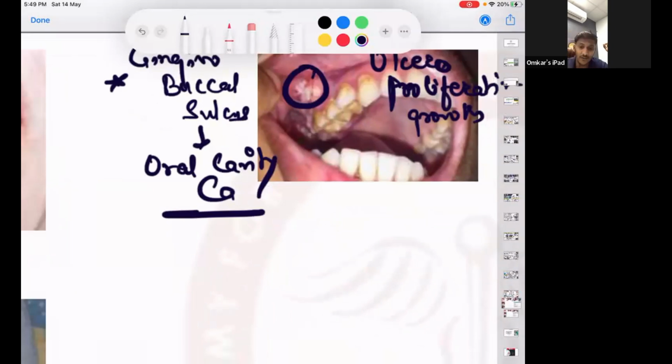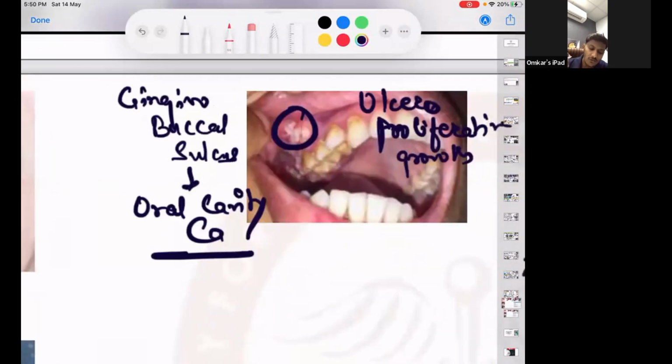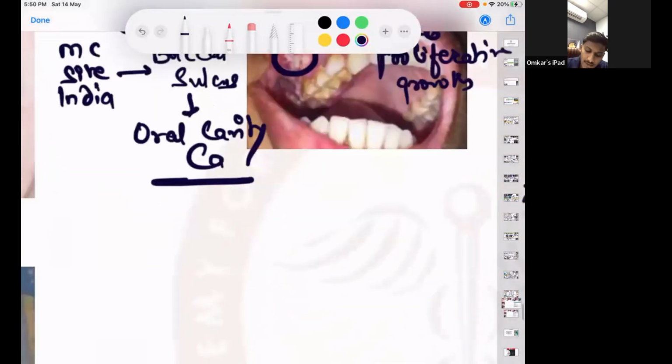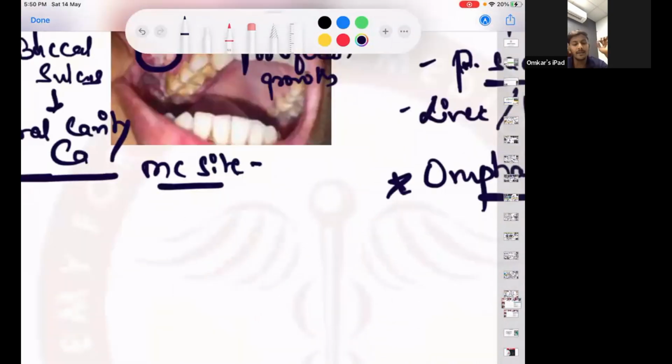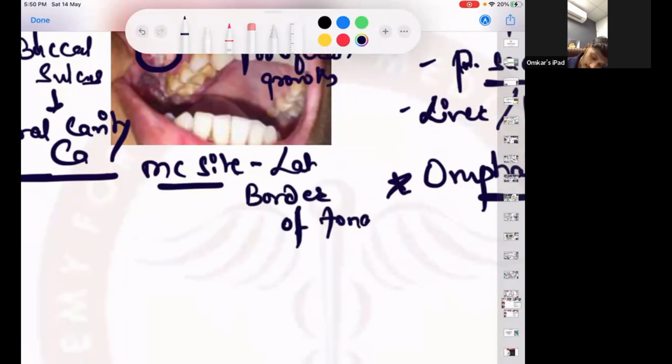If they ask you the most common site for oral cavity cancer in India, the answer is the gingivo-buccal sulcus. But if they ask you the most common site for oral cavity cancer overall, the answer would be... very good. It is the lateral border of the tongue. The most common site of oral cavity cancer worldwide is the lateral border of the tongue.